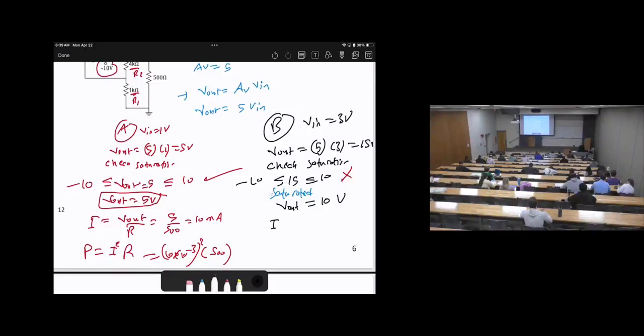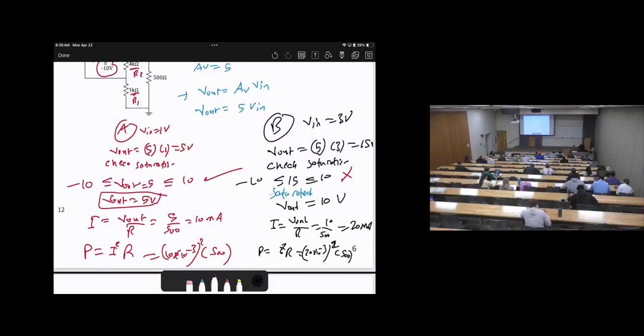So what will happen to I? It will be Vout over R, which is 10 over 500, so the answer will be 20 milliamperes. Then if you need to calculate the power, it will be I squared times R, then 20 times 10 power -3 squared times 500.